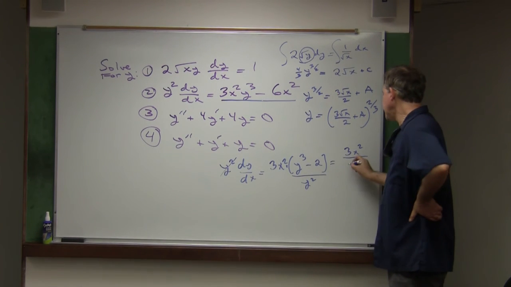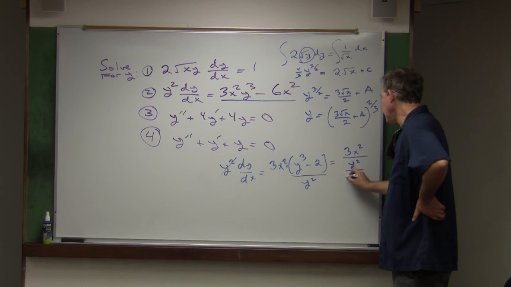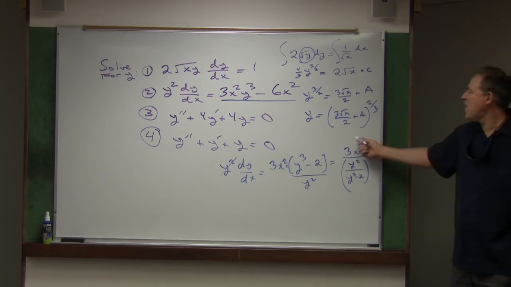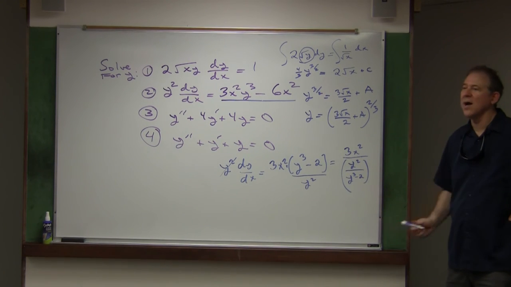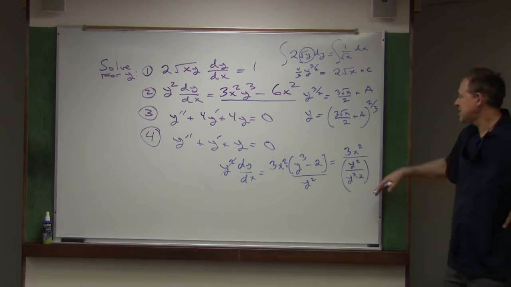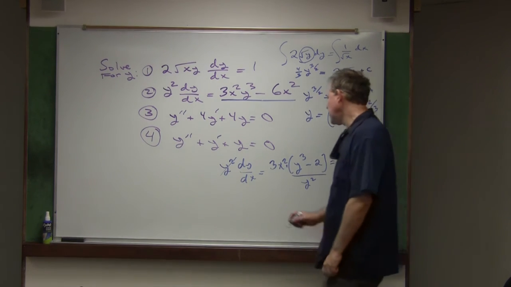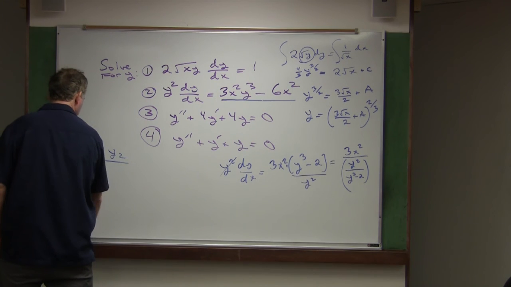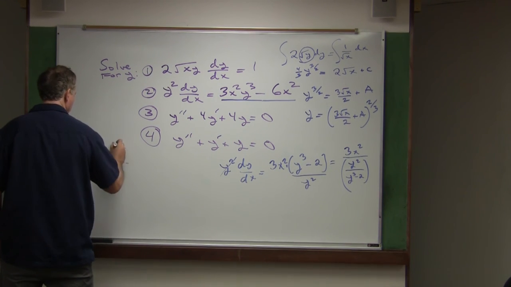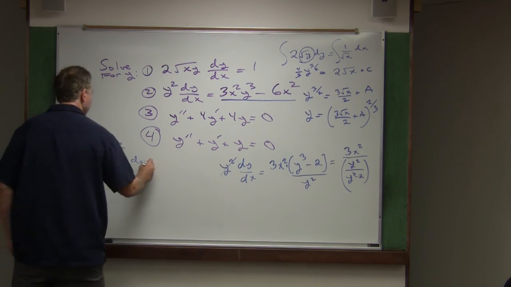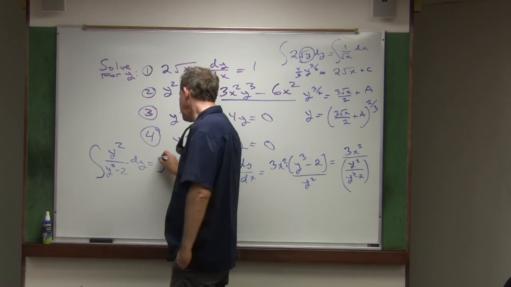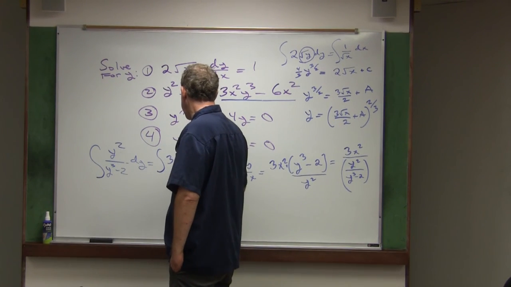And then you could think of this as y squared over y cubed minus 2. So it's in that separable form of a function of x divided by a function of y. Okay? So you want to separate and integrate. So in other words, you want to integrate y squared over y cubed minus 2 dy is equal to the antiderivative of 3x squared dx, okay?